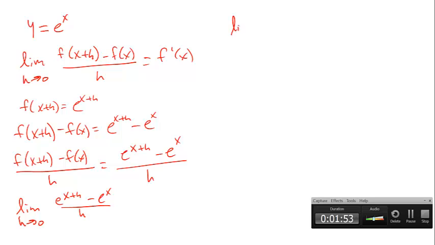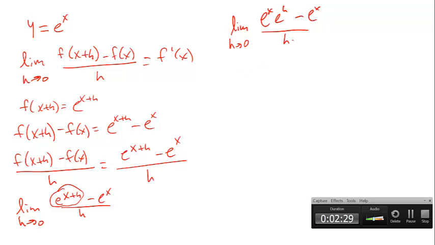So one thing that we could do is recall that we would add exponents when we multiply with like bases. So in other words, e to the x times e to the h would be the same as e to the x plus h. Then we would subtract e to the x from that and then divide that by h. So the only thing we've done so far is take e to the x plus h and write it as e to the x times e to the h.